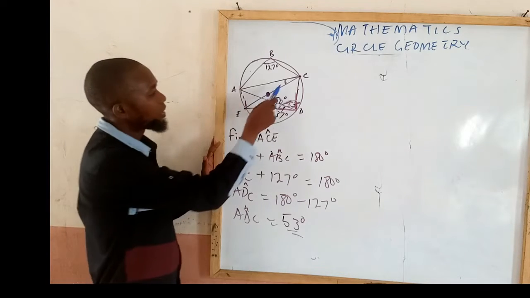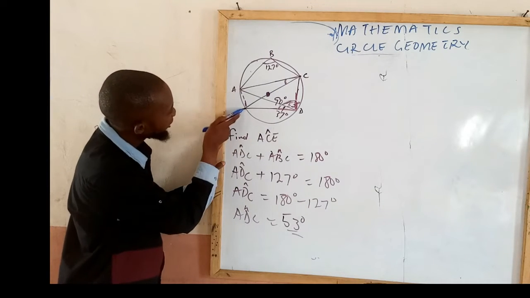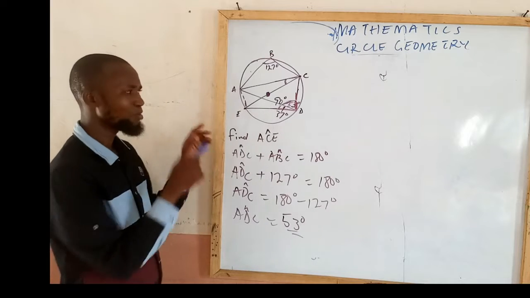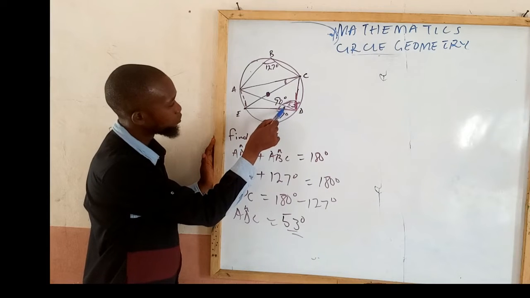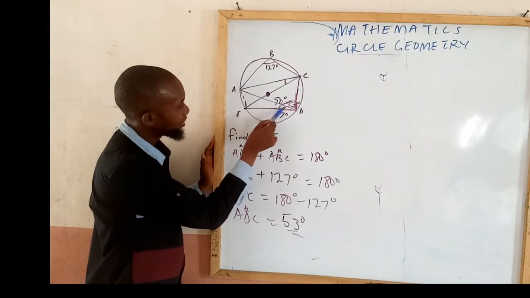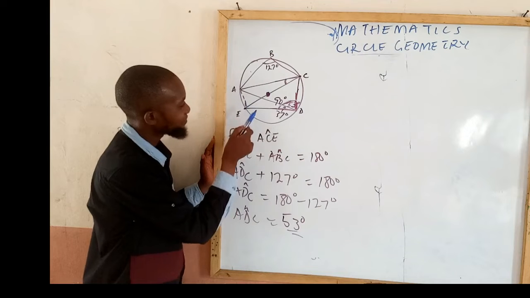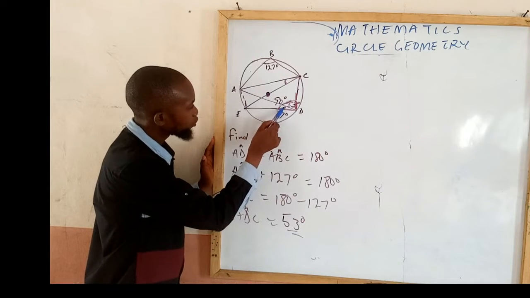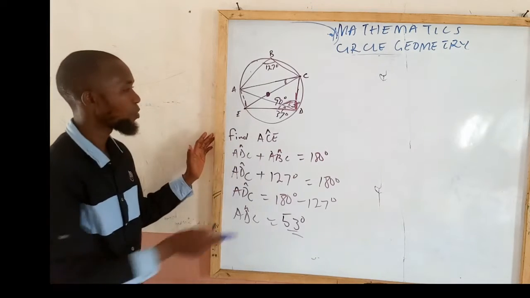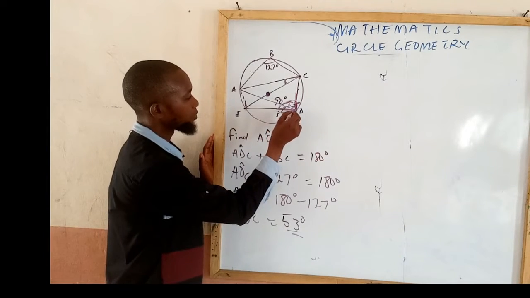Is angle C here sharing this chord AE with any other angle? When we look at it very well, we are going to observe that this portion here too, the one we call 37, that is angle ADE rather, is also on this chord AE. How? Now, let's say this is the point of the angle.